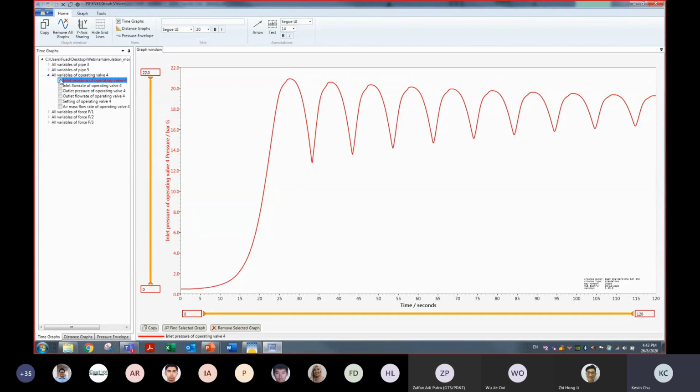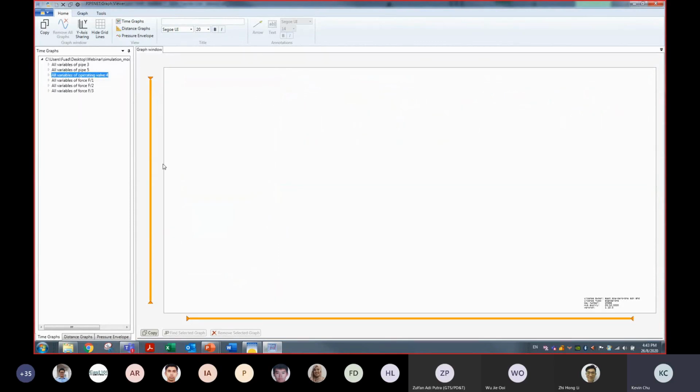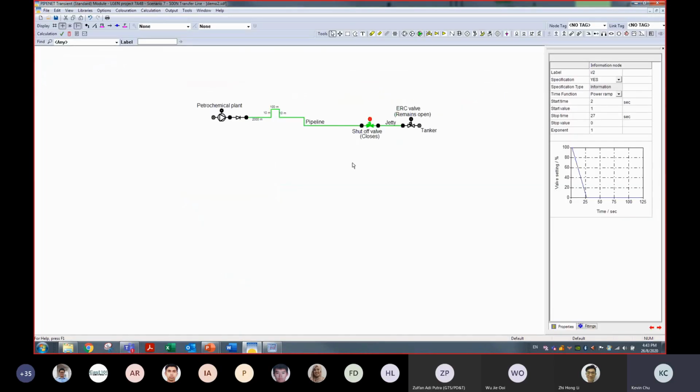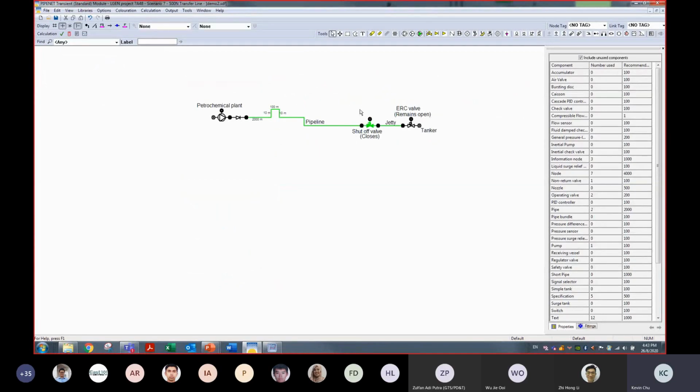I didn't show it here, but what you can do is add a liquid surge line. This liquid surge line acts as a sort of relief valve. When the pressure exceeds a certain set point, it will relieve the pressure by diverting the flow away from the pipeline. So it can prevent the pressure from further increasing above the design pressure. I guess that's it for the demonstrations.